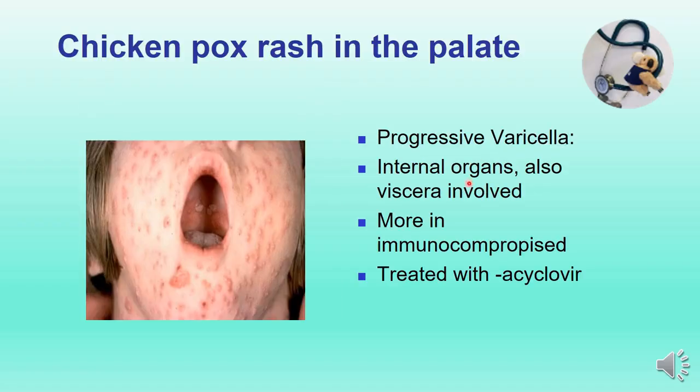Another life-threatening condition is progressive varicella. In this condition, the palate and all the internal organs and viscera may be involved, and this condition is seen more in an immunocompromised child. This also requires treatment with immunoglobulin and acyclovir. This is again another life-threatening condition of chickenpox.